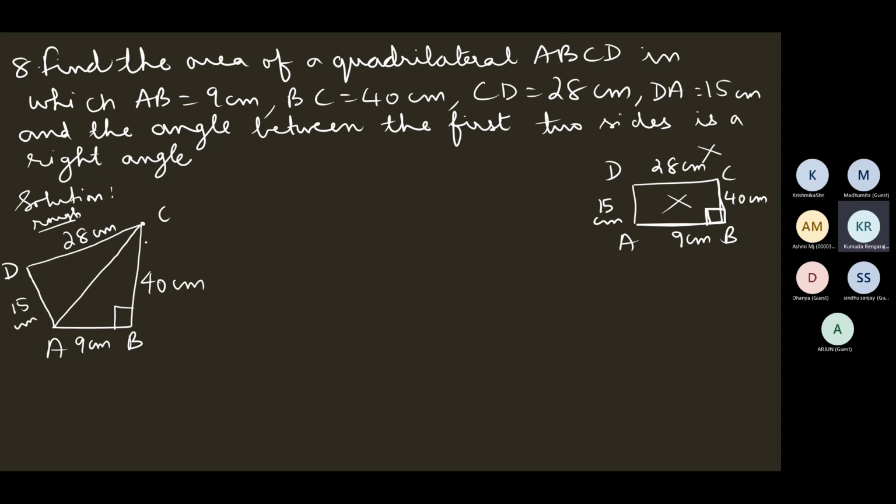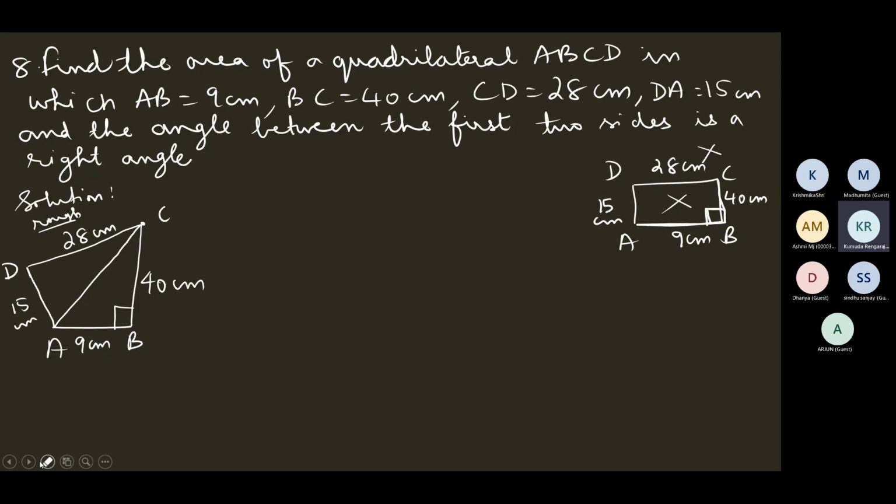When you connect the diagonal AC, the whole quadrilateral is divided into two triangles. ABC is a right triangle and the other one is a triangle, maybe a scalene triangle. The area of the right triangle you can find using the formula half base into height. The area of the scalene triangle can be found using Heron's formula.